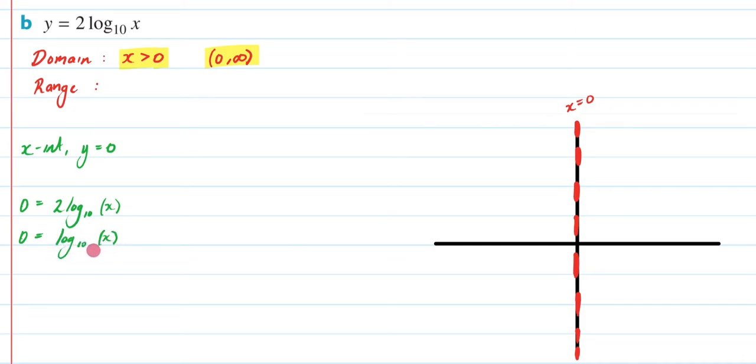And that really shows you that having a number out the front is not going to affect what your x-intercept is going to be, because you can simply get rid of it by dividing both sides by it. Now I can write this in index form, in which 10 is my base, 0 is my power, and I set that equal to x. 10 raised to the 0 is 1. So it's your normal x-intercept.